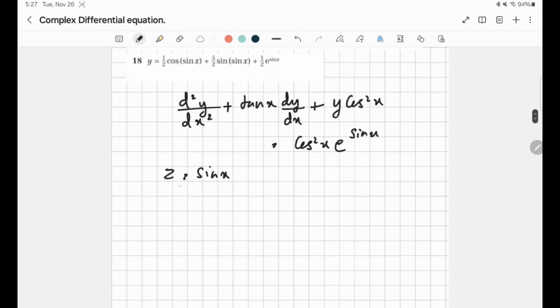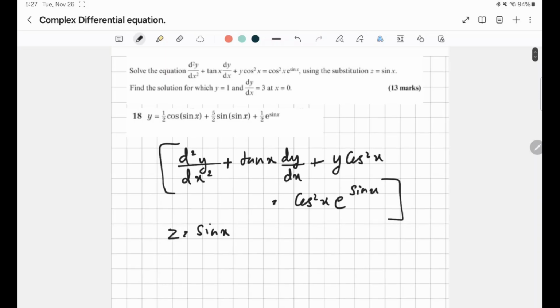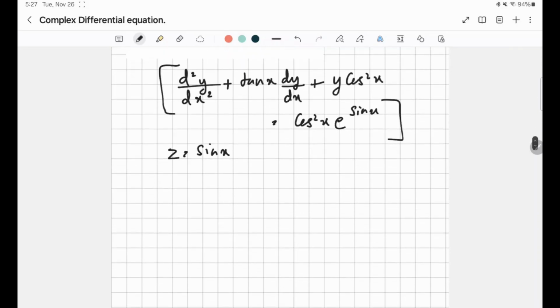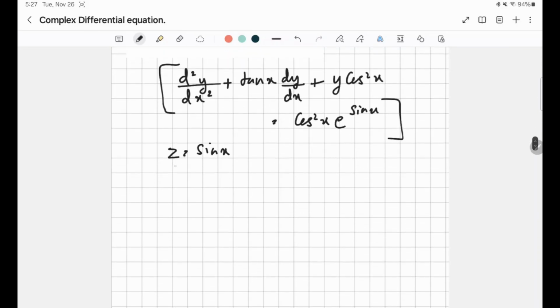They've given us a substitution because solving this differential equation is really complex. You cannot solve it without a substitution. So we're going to find the first and second derivatives in terms of z and x and put them in as substitutions. This will be simplified using this substitution. Our first step is to differentiate this.